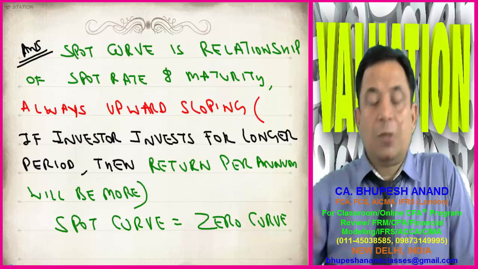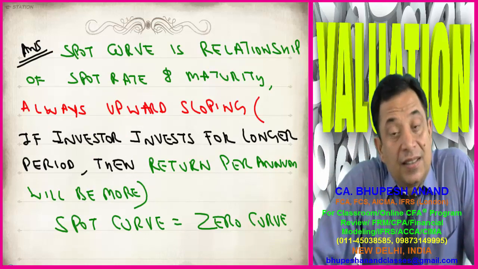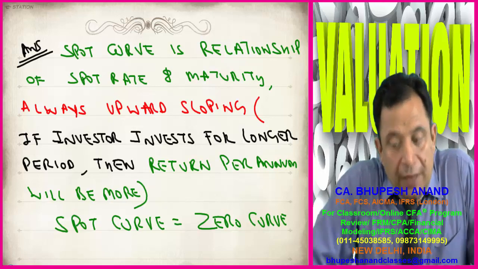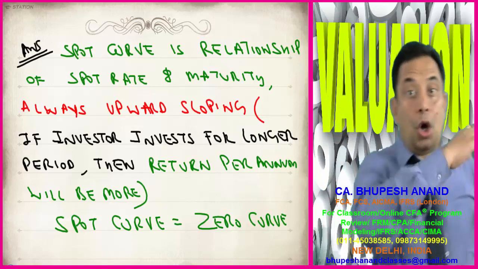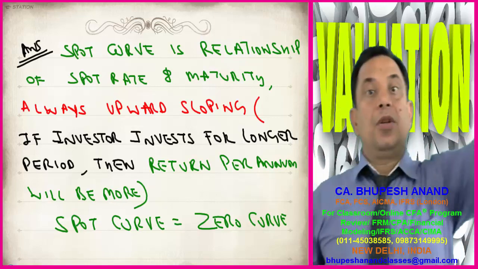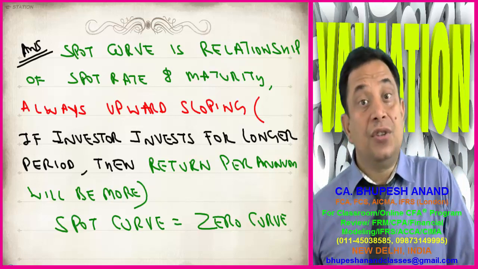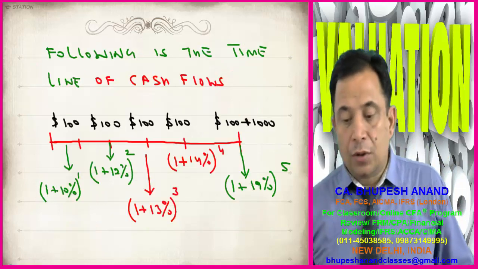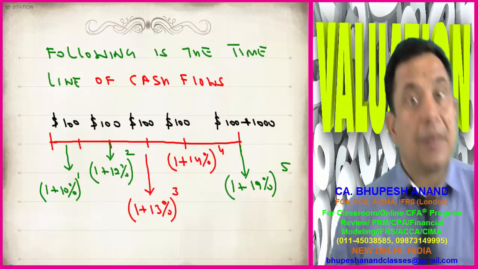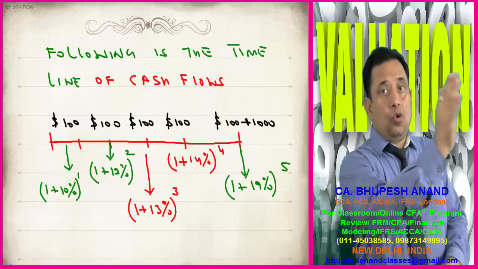Please write down the first point, spot curve. I have just told you the meaning of the spot curve. It is the relationship of spot rate and maturity. It is always upward sloping because the longer the maturity, the higher the spot rate. It is also named the zero curve because we are calculating for zero coupon bonds.